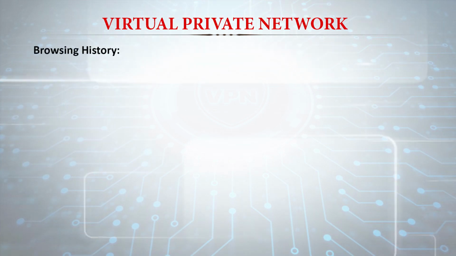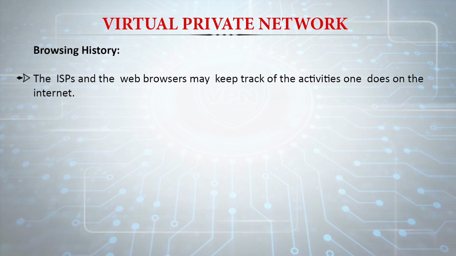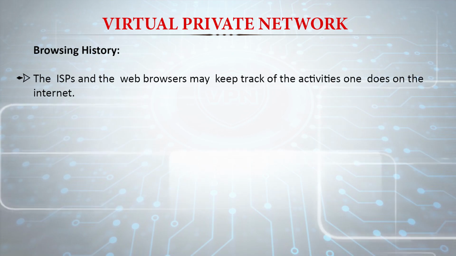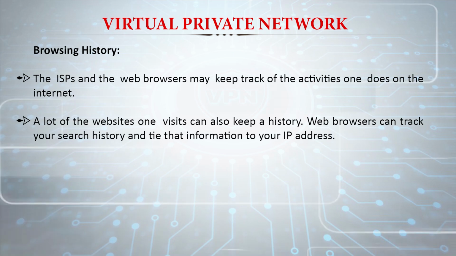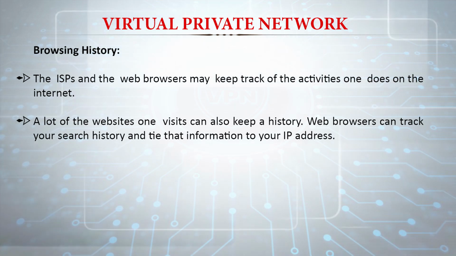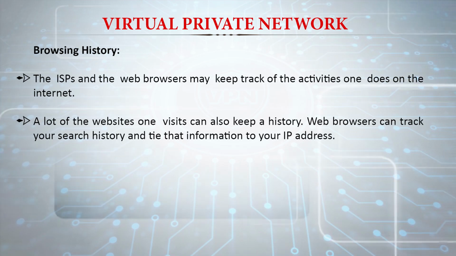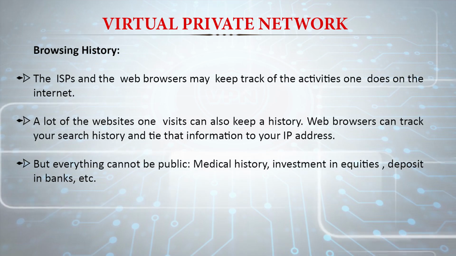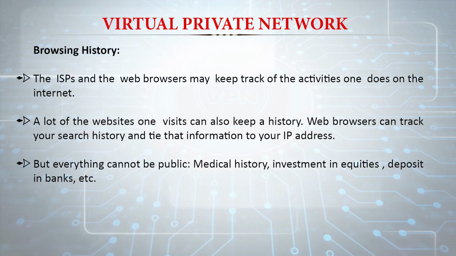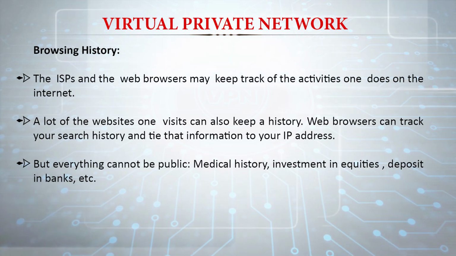Browsing history: the ISPs and the web browser may keep track of the activities one does on the internet. A lot of websites one visits can also keep a history. Web browsers can track your search history and tie that information to your IP address, but not everything can be public. Medical history, you cannot make it public. Deposits in a bank, you cannot make it public to everyone. So this information has to be hidden.